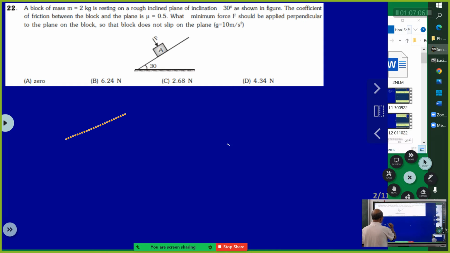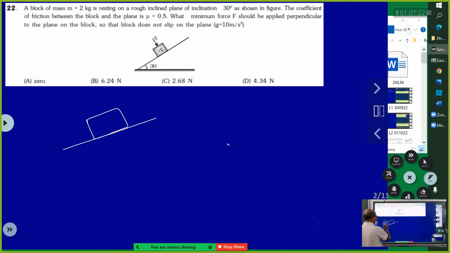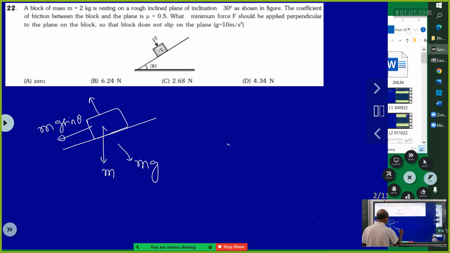So again here, first of all, this is mg sin theta as usual, and then there is going to be mg cos theta. mg will be acting down, so this will be mg cos theta, and this is N. So what should be the minimum force that should be applied?